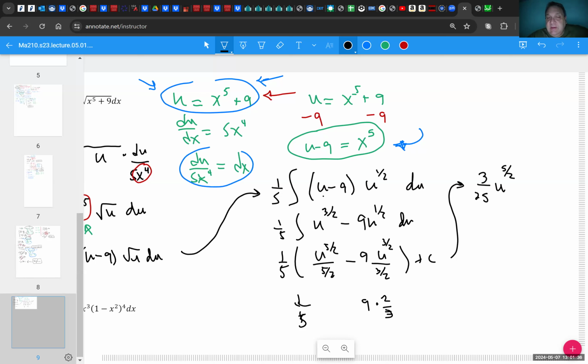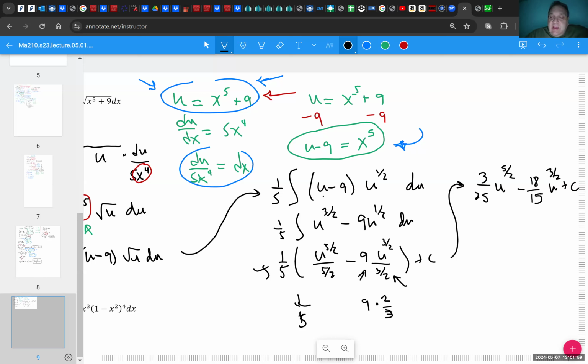So 1/5 from here, 9 from here, divided by 3/2 is times 2/3. So I have 1 times 9 times 2 on the top, which is 18. And I have 5 times 3 on the bottom, which is 15. I guess this can simplify. I'll do that in a second. And then I have u to the 3/2 plus c.